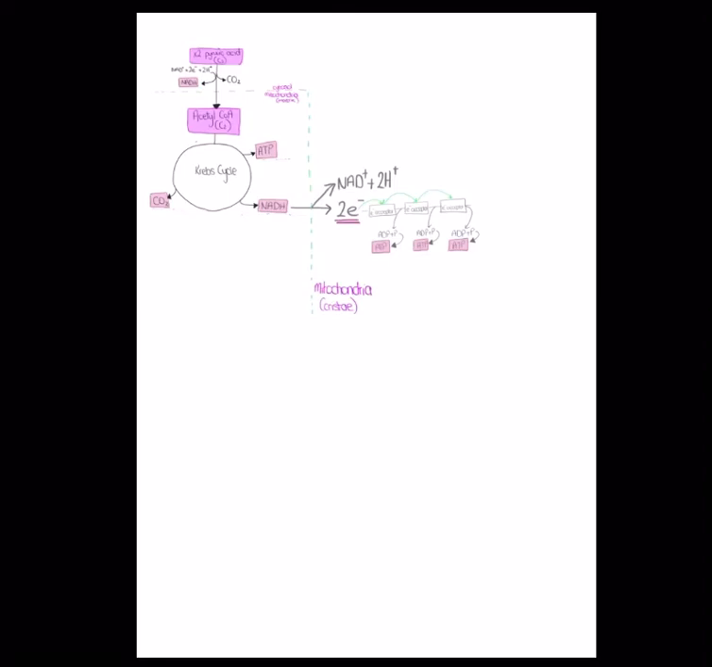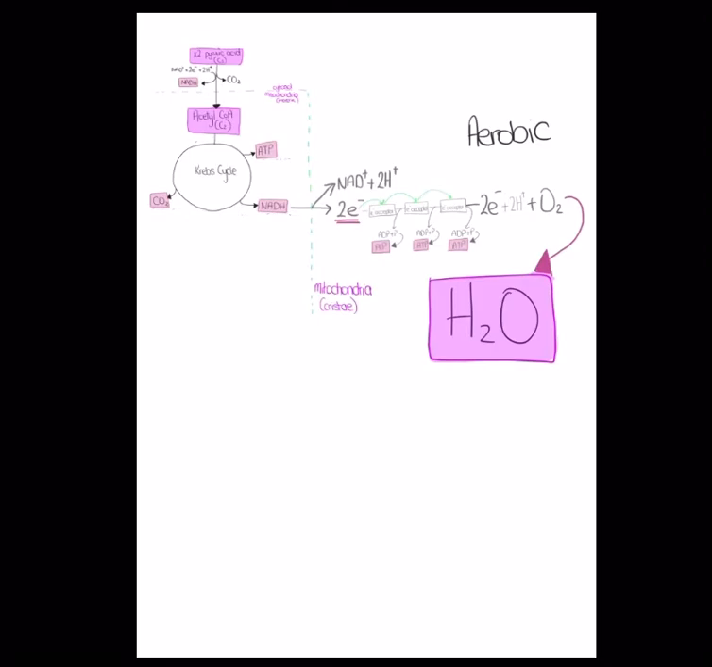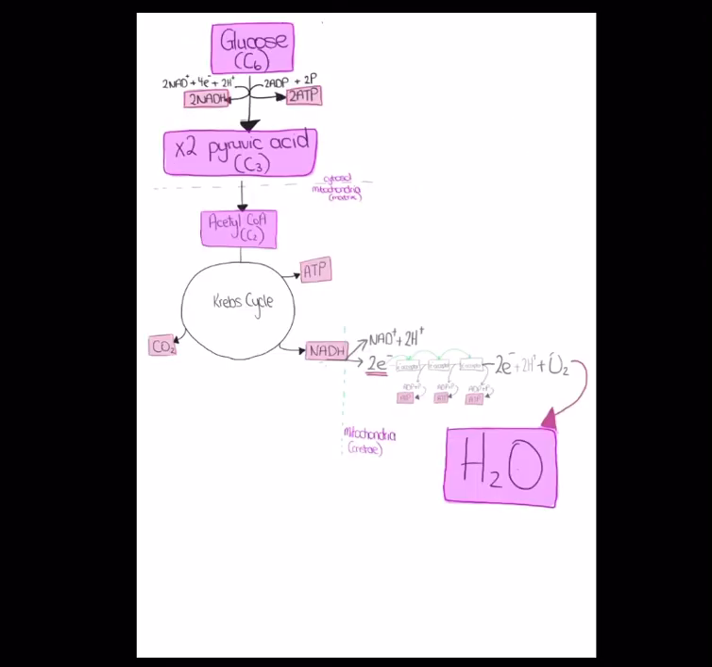At the end of the chain, the low energy electron combines with a hydrogen ion and oxygen to form water. As this is an aerobic process, this is where the oxygen comes from. In summary, these are the two stages of aerobic respiration side by side with each other.